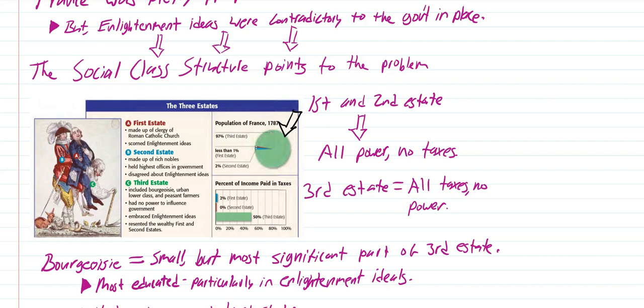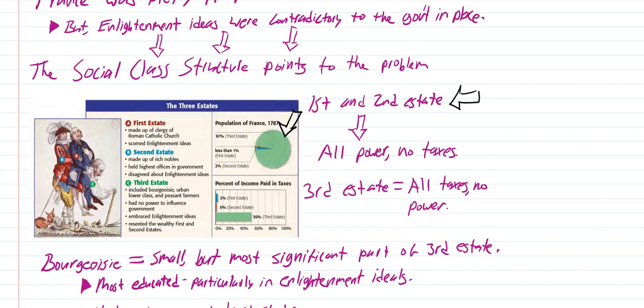Okay, and so let's break it down. Let's see what's going on here. First and second estate, they're the ones that have all the power in society. The first estate was the Roman Catholic clergy, and the second estate was the nobility, and they paid no taxes and held all power and owned all of the land. Now, the third estate, even though it makes up the vast majority of the population, it could be broken down into several different categories in and of itself.